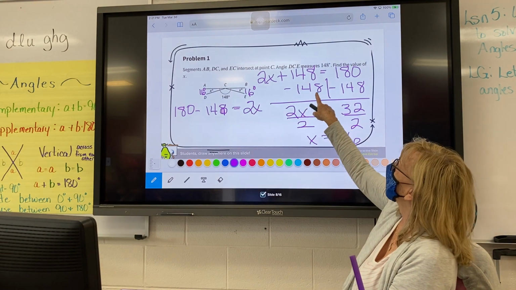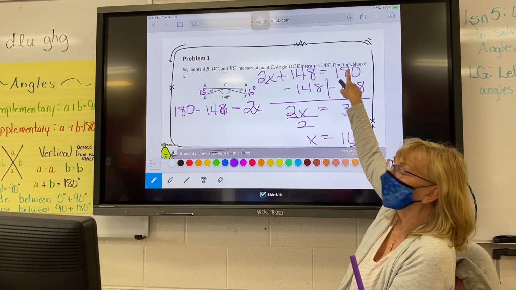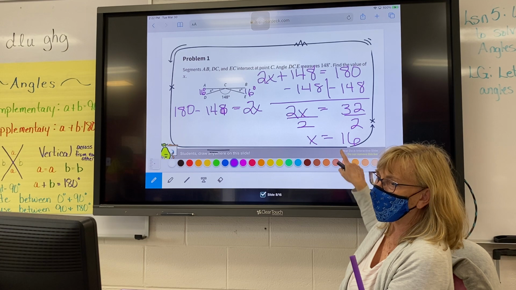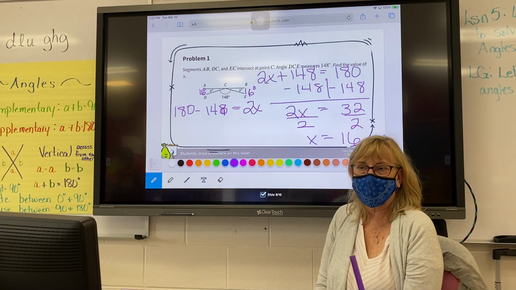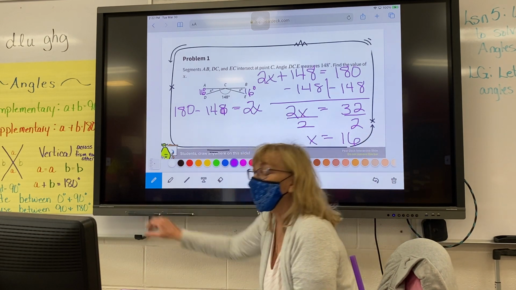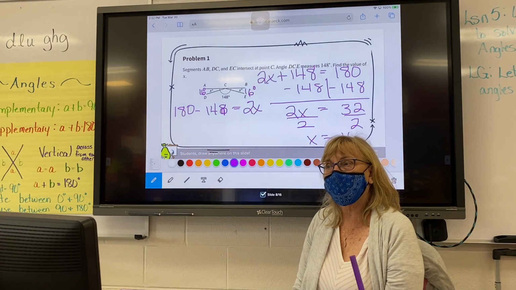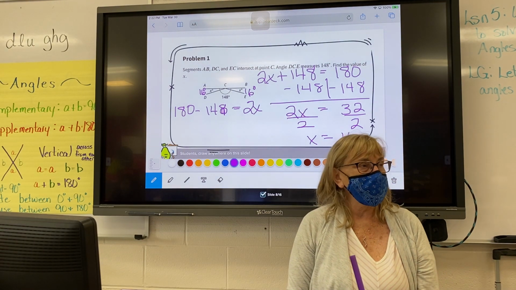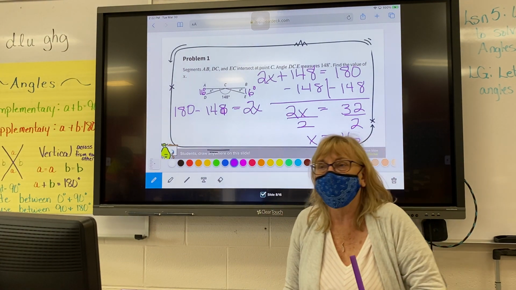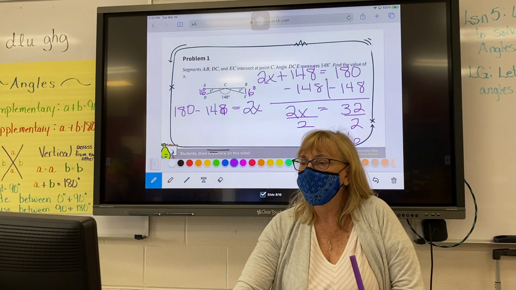Okay, look what I did. Did I subtract 148 from 180 and get 32, and then divide by 2 and get 16? Did we do the same thing, just in a different form? Yes. Okay. Do you see the equation? Because we're going to get to more complicated ones that you're not going to be able to solve doing it the way you just did it, you're going to have to solve it using an equation. Okay? All right. Good job.